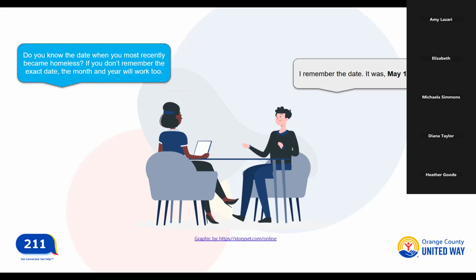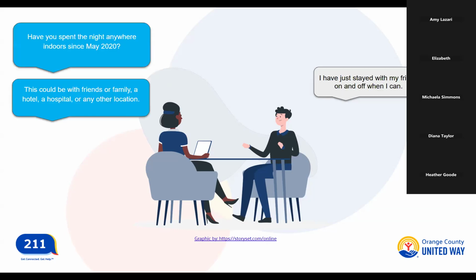Do you know the date when you most recently became homeless? If you don't remember the exact date, the month and year will work too. Gandalf says, "I remember the date. It was May 14th, 2020." Now we know the approximate date Gandalf's current episode of homelessness began, May 14th, 2020. But we'll also need to know how many episodes and months of homelessness that Gandalf has experienced in the past 3 years. So let's ask.